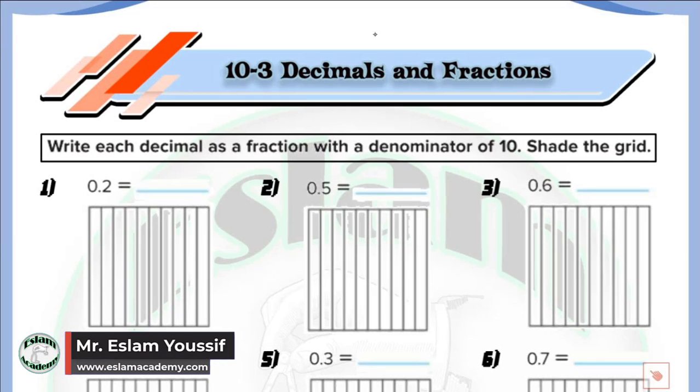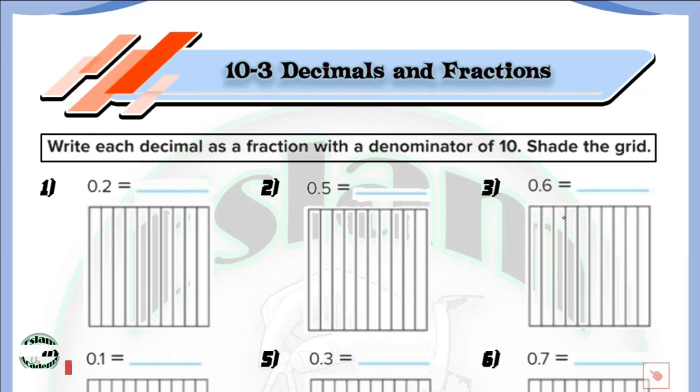In this video we are talking about decimals and fractions and the relation between them. First, the decimal, as we said before, is a number that uses place value and a decimal point to represent a part of a whole one. And the fraction is a part of a whole one. So we can convert between the fraction and the decimal.